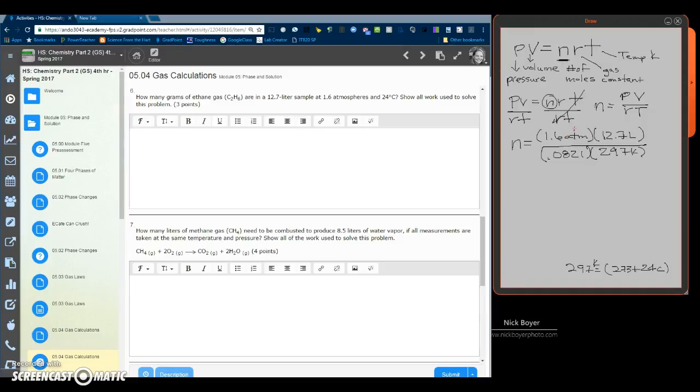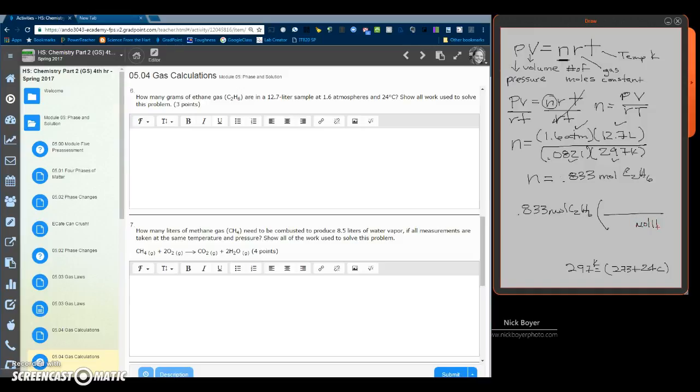And so when I multiply this out, I'm going to multiply 1.6 times 12.7. I'm going to divide it by the quantity of 0.0821 times 297. And it comes up with the number of moles in this substance, the number of moles is going to be 0.833, right? And that is moles of ethane. So now I'm going to have to use my periodic table. If I'm in moles of ethane, I need to get to grams. So I'm going to go 0.833 moles of C2H6. And I need to convert that to grams.